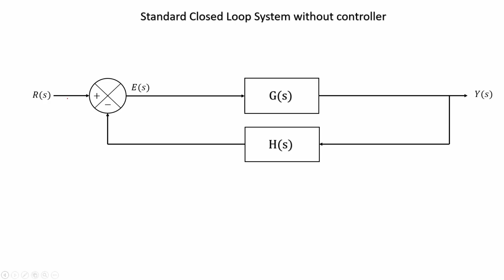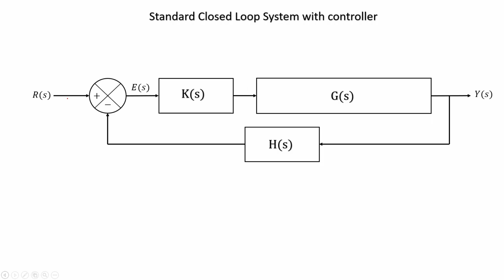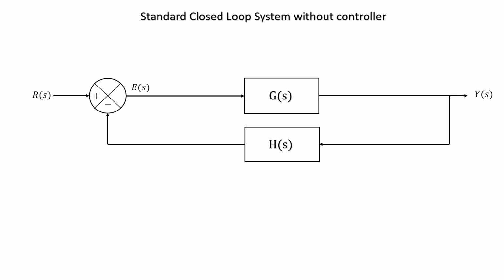Let us try to see what that is, and for that we will first look into a system which does not have a controller in it. We will remove this controller for the time being, and then we will see what will be the transfer function of the closed loop system. So, I have removed K(s). Now let us try to find out Y(s) by R(s).